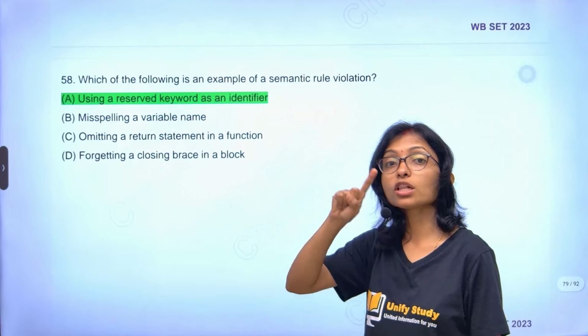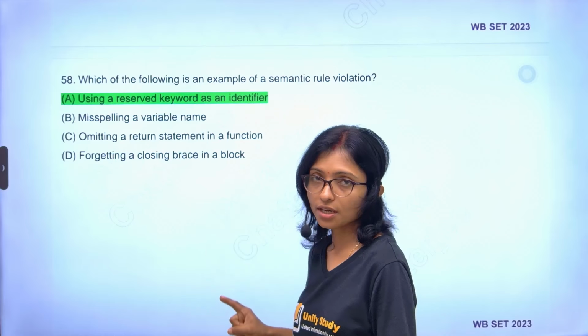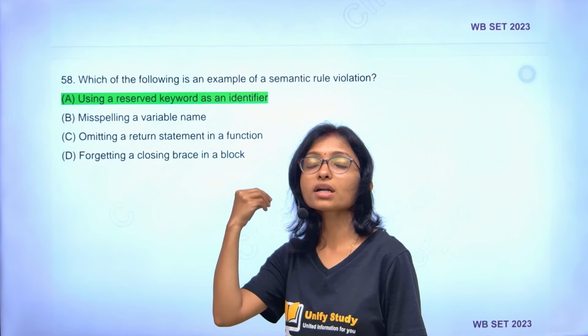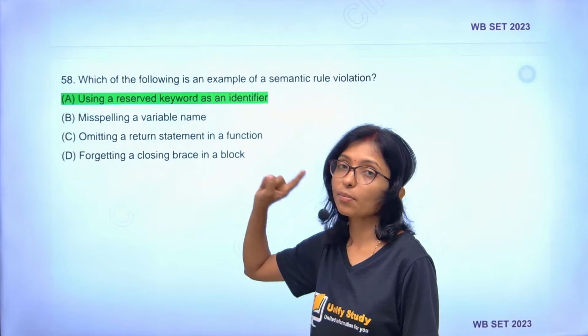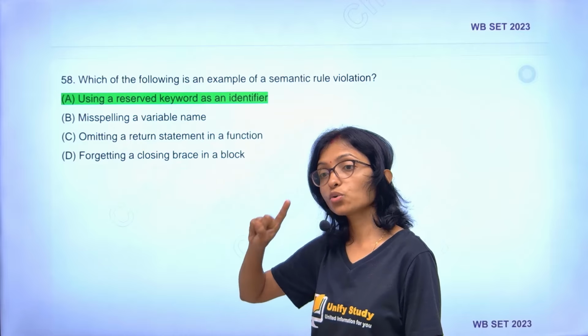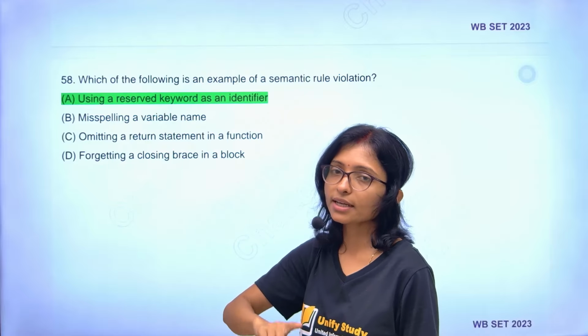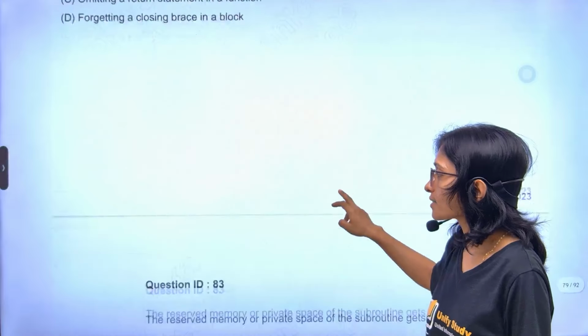You must remember all the syntactical violations, semantic violations, logical errors, all types of error, and when each is shown. Sometimes they give code and ask what type of error it is. So you need to remember which one is a syntactical error, which one is a semantic error. So this is a semantic error here. Option A is the correct answer.